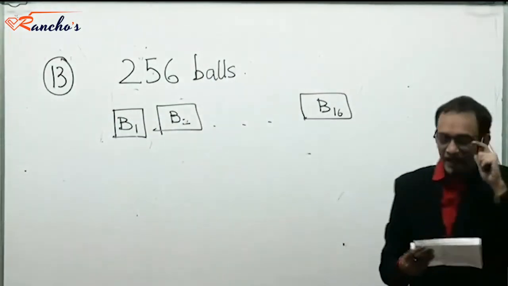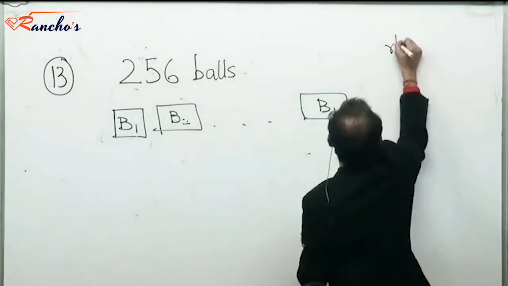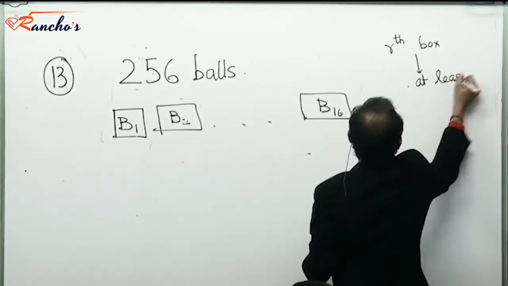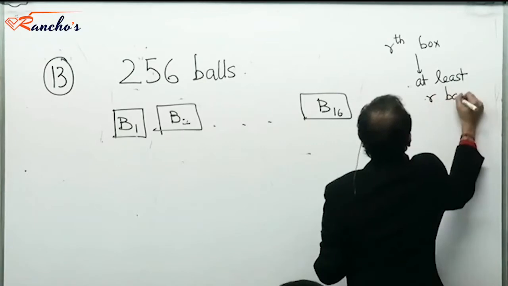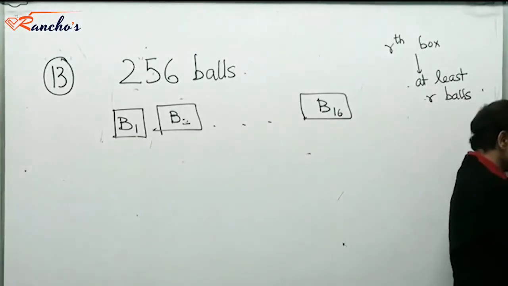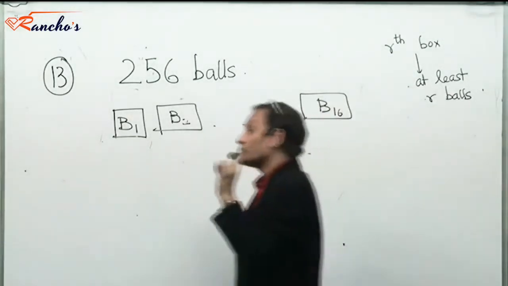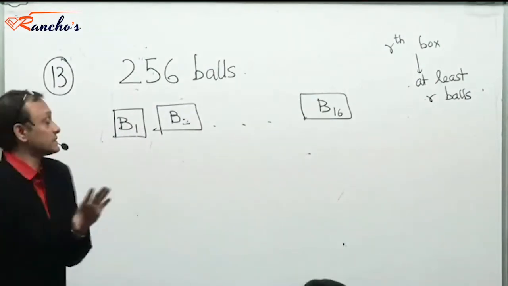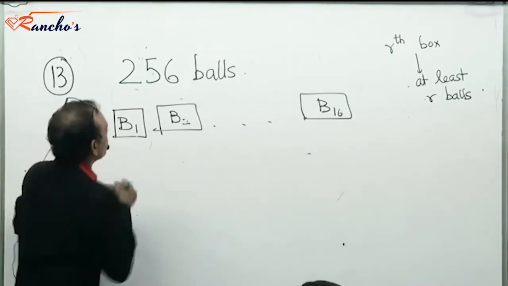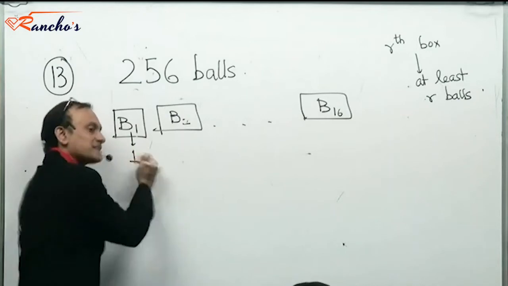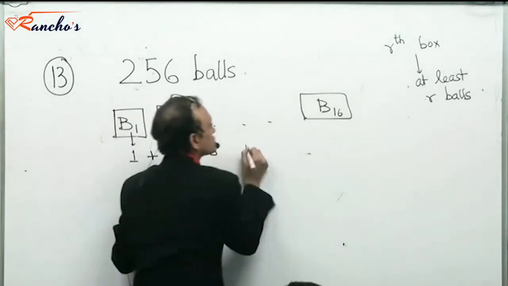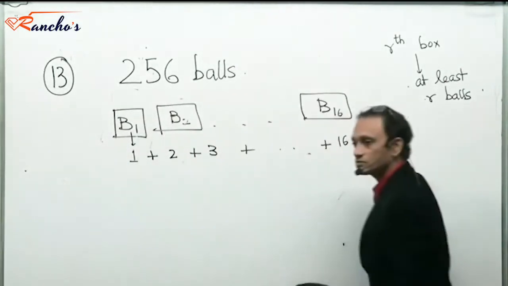Such that the rth box contains at least R balls. That means I should first give each box the minimum number of balls it must have. Assign the minimum number of balls. The first box must have at least one ball. Second box, 2 balls. Third box, 3 balls. 16th box, 16 balls. Right?